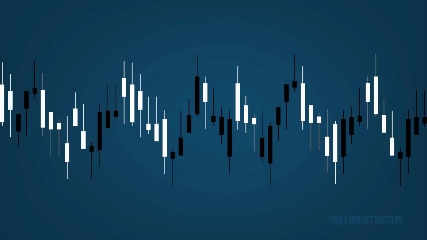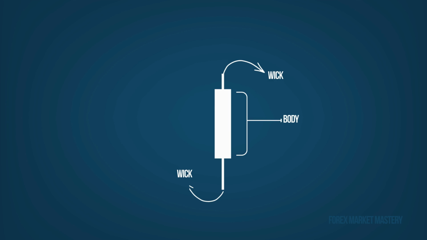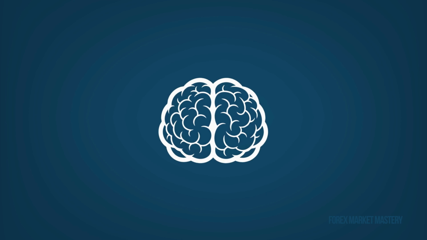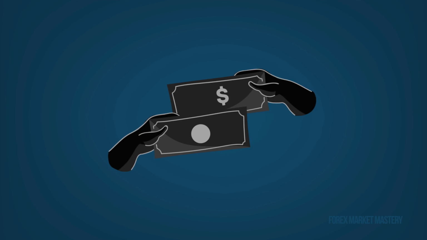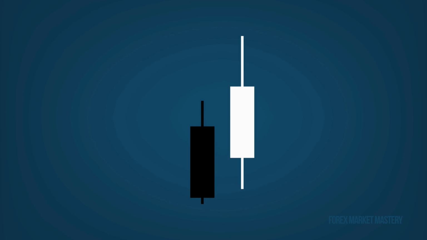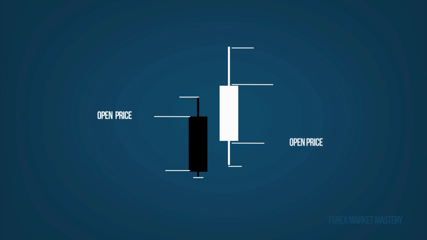Before we talk about patterns, we need to understand what a single candlestick actually represents. Because here's the truth most educators won't tell you. A candlestick isn't just price data. It's a psychological battle between buyers and sellers frozen in time. Every candlestick has 4 key components: the open, the high, the low, and the close.